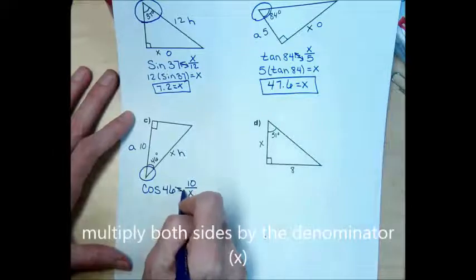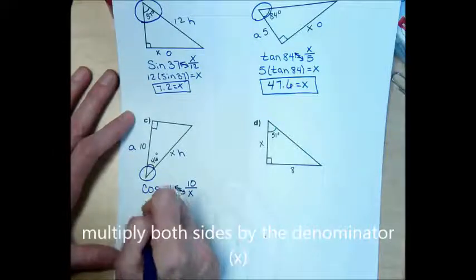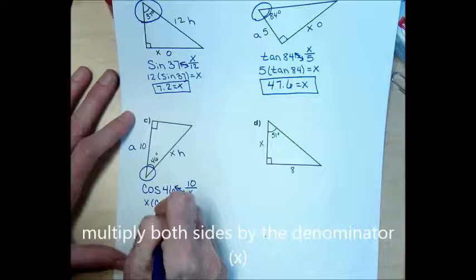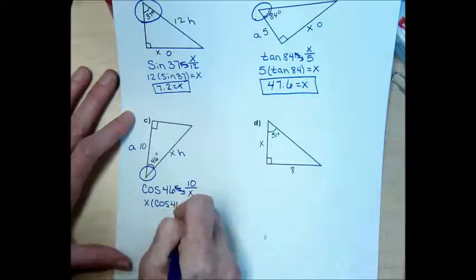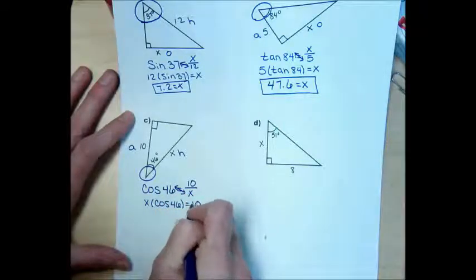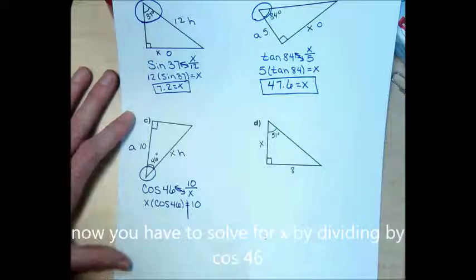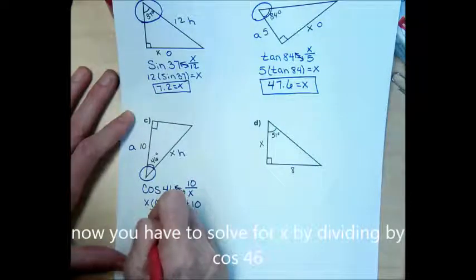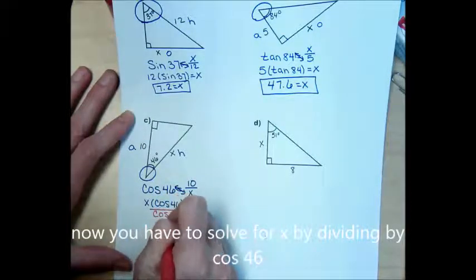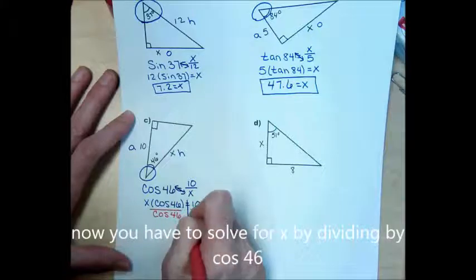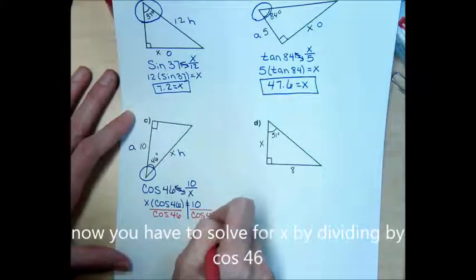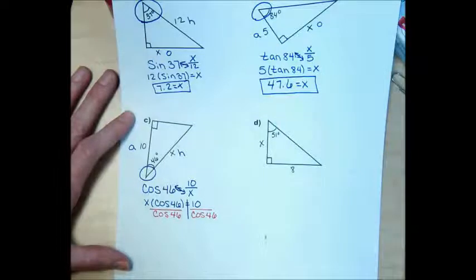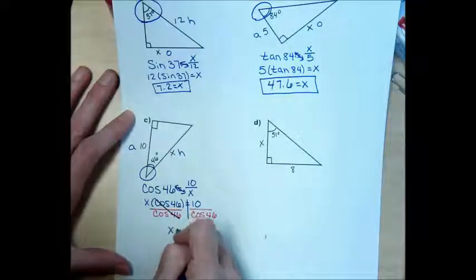And I'm going to solve by multiplying by whatever the denominator is every single time. My denominator is x. So x times the cosine of 46 equals 10. X is not alone this time. The two previous ones, x was alone. This time I'm going to have to divide to get x alone. So I'm going to divide by the cosine of 46 on both sides. So x equals 10 divided by the cosine of 46.